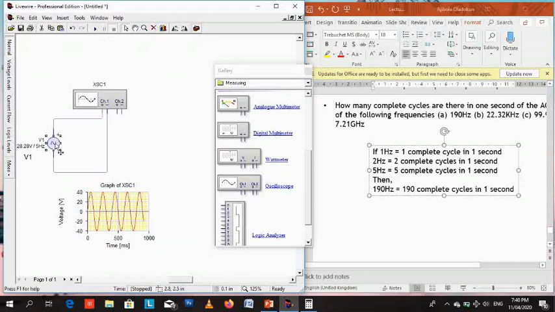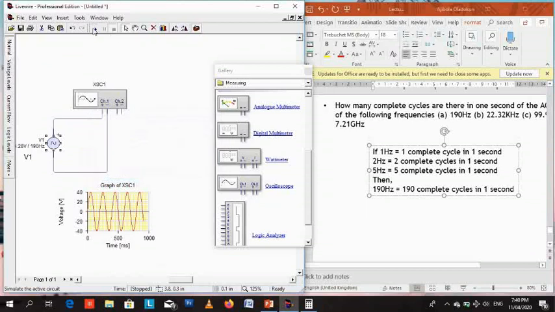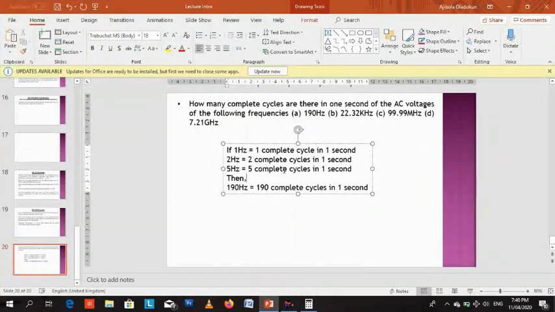So let's go to 190 hertz. In fact, there'll be so many. That's 190. So we can't even discriminate it. It's so tiny. So there are basically 190 complete cycles in 1 second. It's hard for us to see that on our virtual oscilloscope. So let's go for the next one.